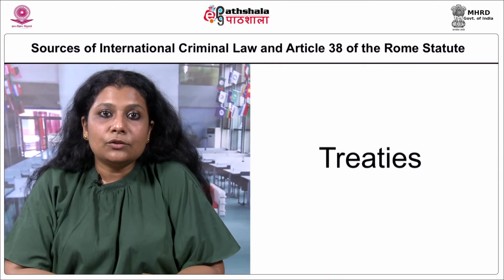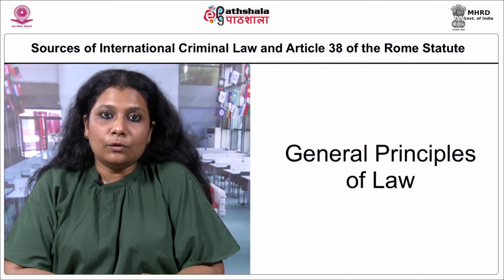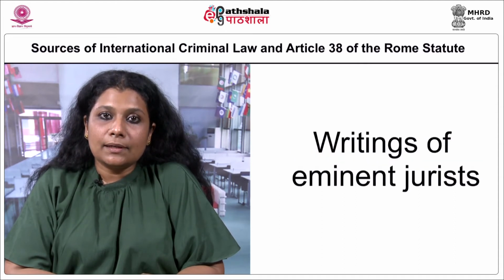There are 5 sources of international criminal law which are formally enumerated in Article 38(1)(a). These are treaties, customary international law, general principles of law, judicial decisions, and writings of eminent jurists. Article 38 of the Statute of the International Court of Justice brings out the sources of international criminal law that regulate the relations between sovereign states.